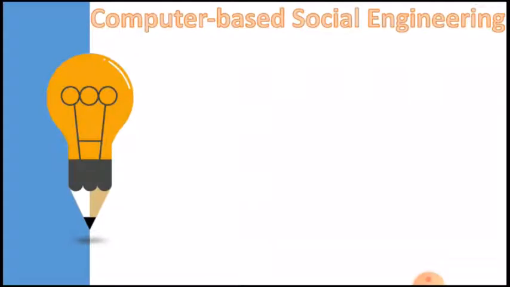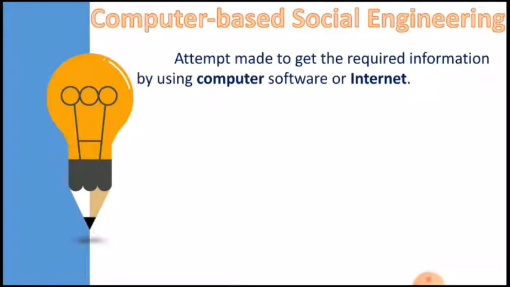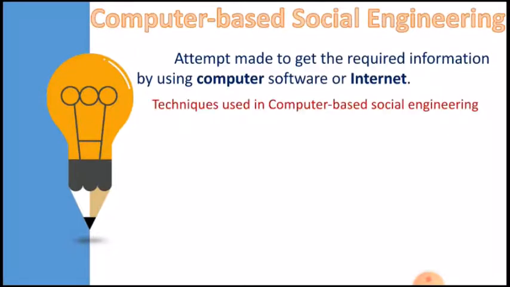The next type is computer-based social engineering. In computer-based social engineering, an attempt is made to get the required information by using computer software or the internet. For example, sending a fake email to the user and asking him to re-enter a password in a website to confirm it. Following are the techniques used in computer-based social engineering.